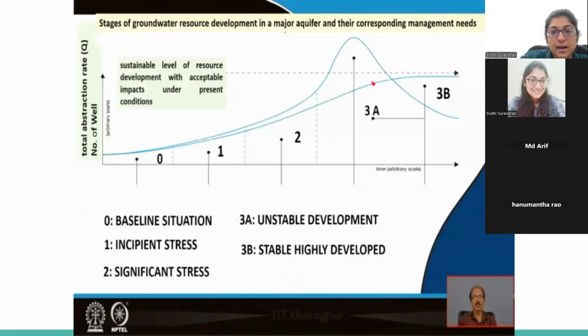When you look at this graph, you see that this 3A, which is an unstable development, is going into a state above the sustainable level of resource development, as a result of which this is a very unstable and problematic stage. Whereas this 3B stage is able to control the usage of this groundwater within a sustainable level. So this is a very highly developed stage. This is how the categorization of the development of groundwater resources is done, and it is based on the stages of development that the management techniques are implemented.